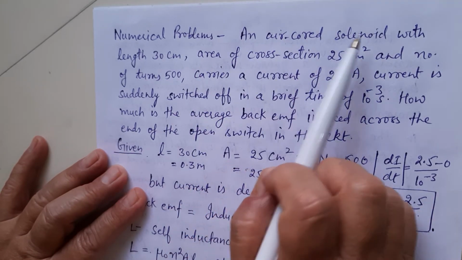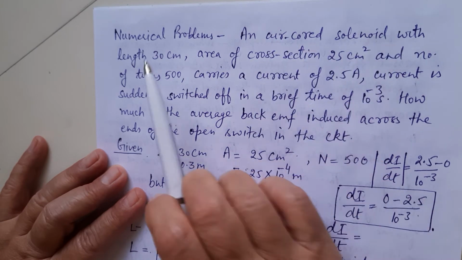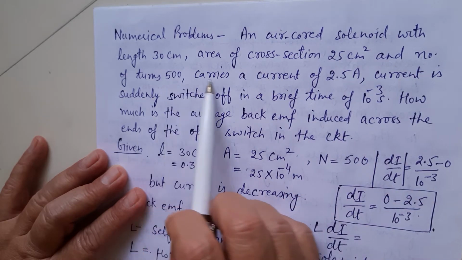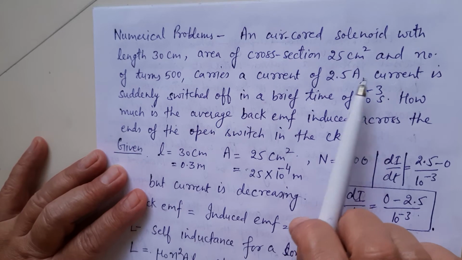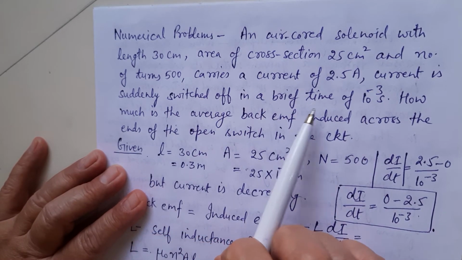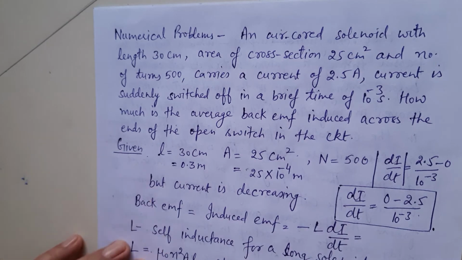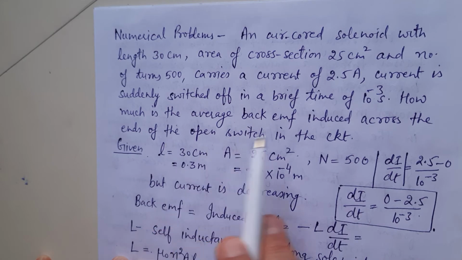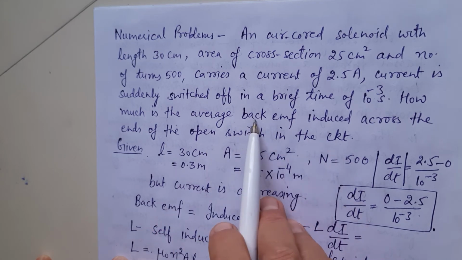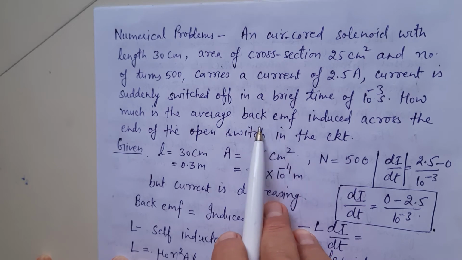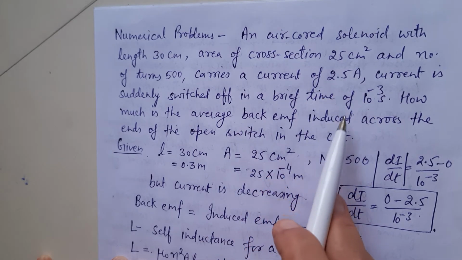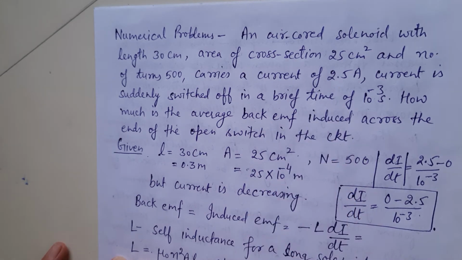An air-cored solenoid with length 30 cm, area of cross section 25 cm squared and number of turns 500, carries a current of 2.5 ampere. The current is suddenly switched off in a brief time of 10 to the power minus 3 second. How much is the average back EMF induced across the ends of the open switch in the circuit? So we want to find back EMF, that means E. E is equal to L di by dt. So first we are required to find L, because di by dt we know.